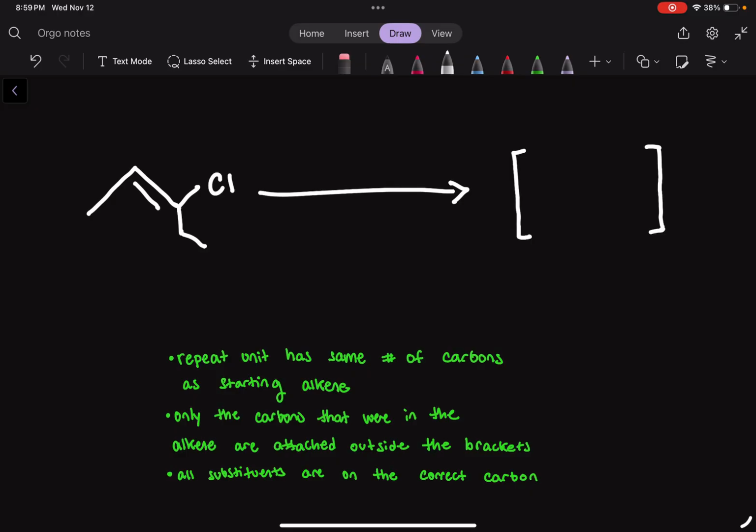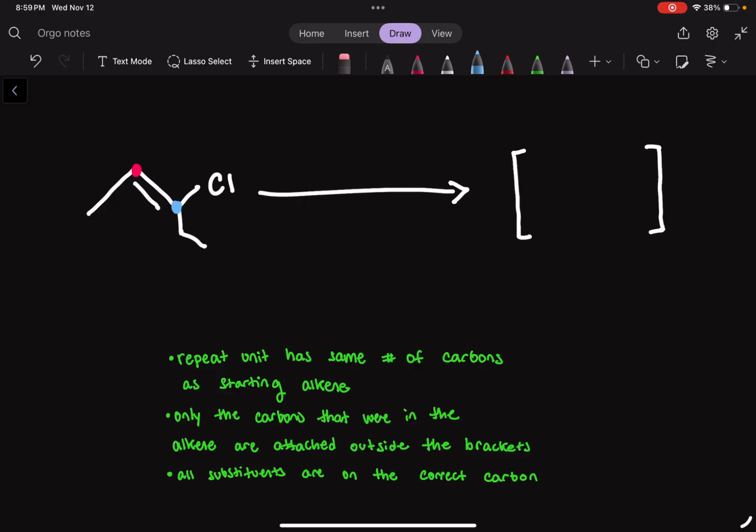You're going to want to make sure that your repeat unit has the same number of carbons as your starting alkene. This is very important because we're not really adding any carbons or taking away from them, we're just forming attachments to other molecules. So that's what we want to represent. And only the carbons that were in the alkene, so by that I mean this carbon right here and this carbon right here, are attached outside of the brackets to other molecules.